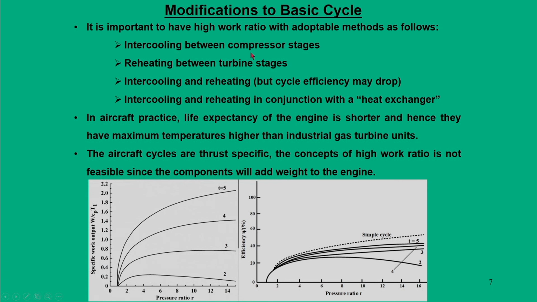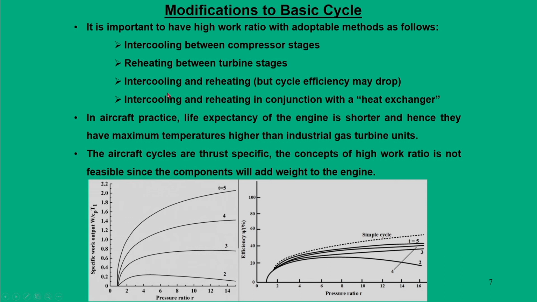First thing is intercooling between compressor stages and reheating between turbine stages. These two are things that, to increase the work ratio, we need to either increase the work output from the turbine side, which can be done through reheating, or we can reduce the compressor work, which can be done through intercooling. So, these two things will give you a higher work ratio.